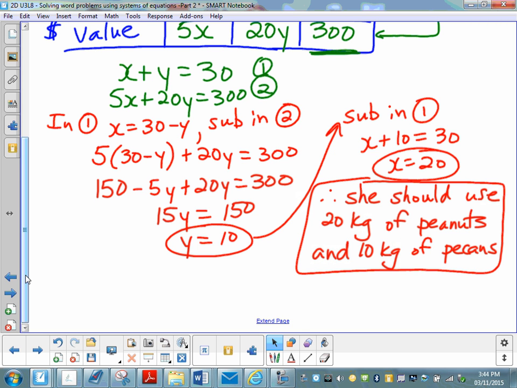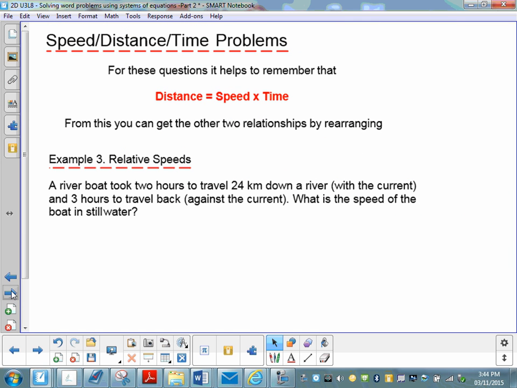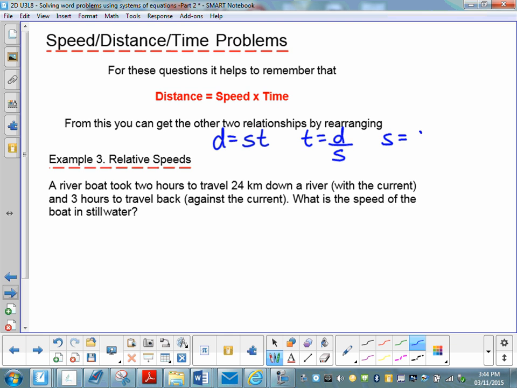All right, let's take a look at example 3, which deals with speed, distance, time problems. So for these questions, it helps to remember that distance equals speed times time. We can also rearrange that equation. So if distance is equal to speed times time, we can also write that as time equals distance over speed, and speed equals distance over time. And this last version of the formula is the one that we use quite a bit in these questions.